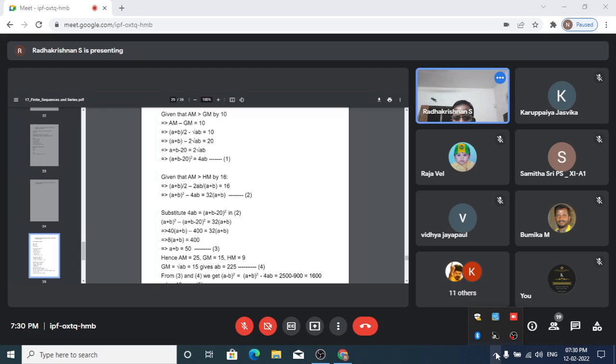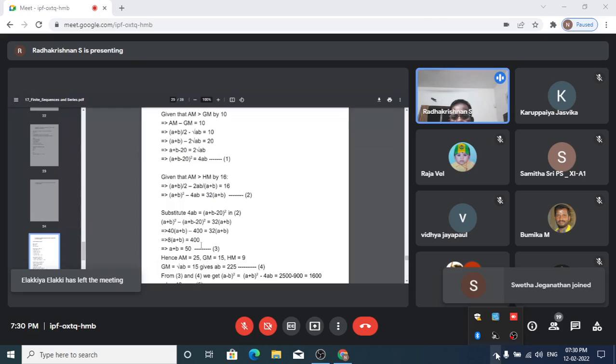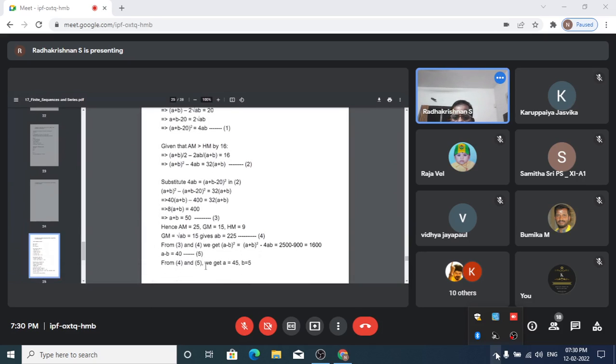Okay. A plus b whole square minus a plus b minus 20 whole square. So a plus b minus 20 whole square will be a plus b whole square minus 2 into 20 into a plus b plus 20 square, which is 400. So simply you get like this. So a plus b whole square will get cancelled out and you get a simple equation. So a plus b equal to 50.